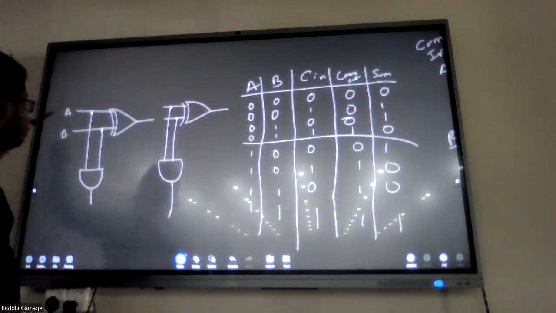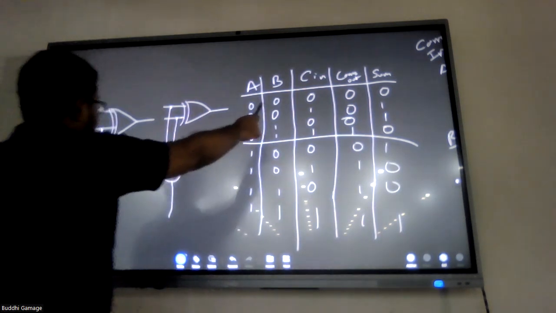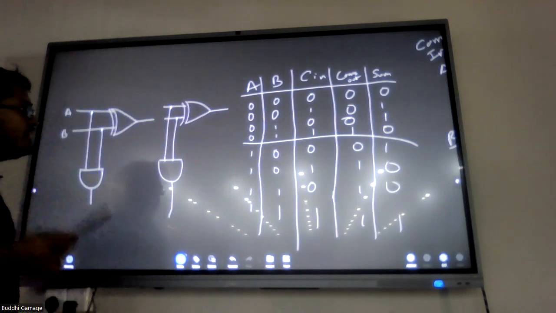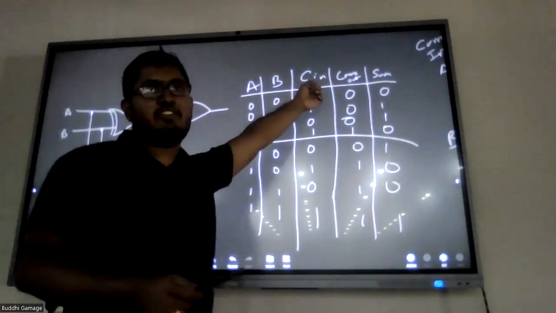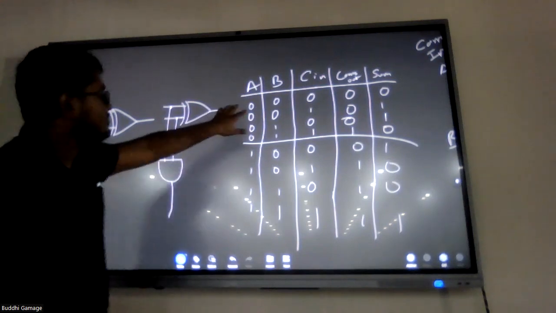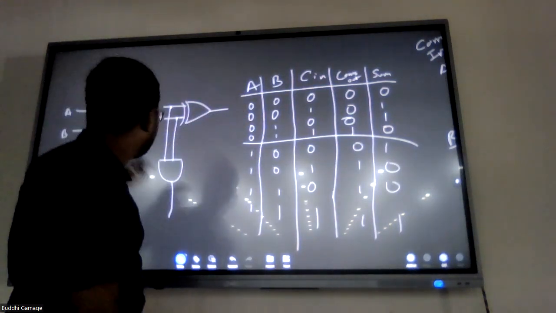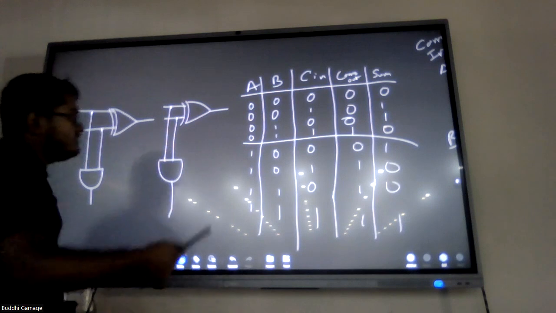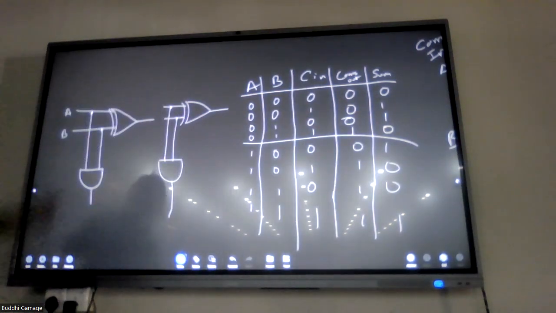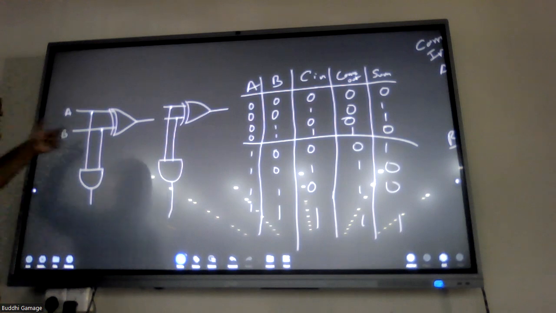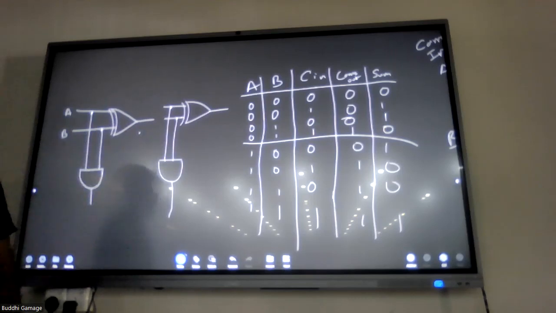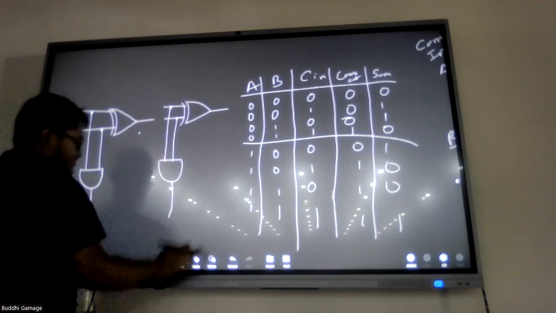Right. So first we are going to add these ones. Then the summation is going to add with this carry, right? That's the logic. First we are going to add these two bits A, B, and then the summation of that is going to add with this carry, right? So what is the summation of AB? It is going to be represented here, right? From the XOR gate, right?